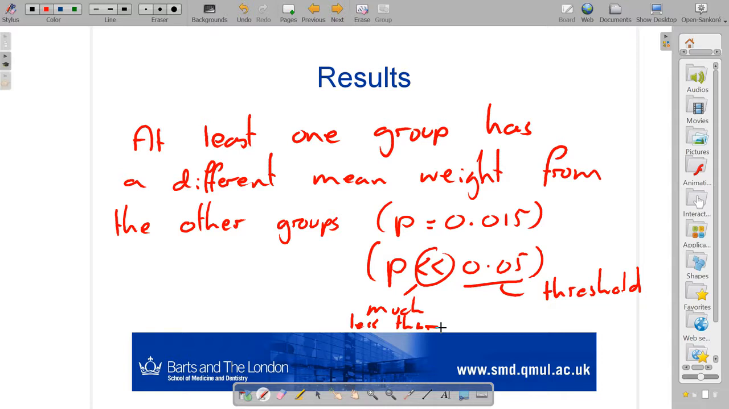Can I also add to that? You've just written that there is a difference between the mean weights, which is true. The reason that I've been quite specific here, that at least one group has a different mean weight, is really to highlight that when I do analysis of variance, if I get a significant result, that means that at least one group differs. And so that's my null hypothesis.